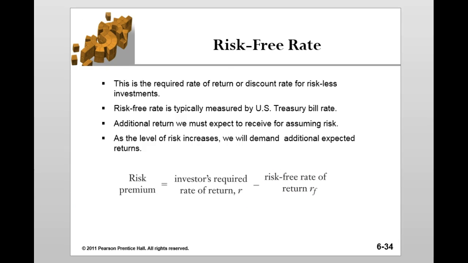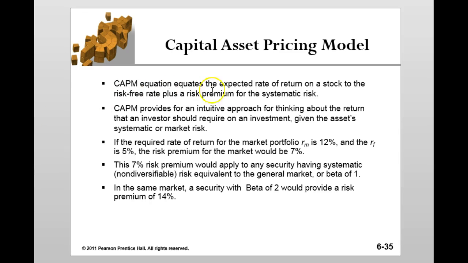Which brings us to this. It's called the capital asset pricing model, but in finance it's called the CAPM model, which helps you figure out what the expected rate of return on a stock should be, so that you can get a feel for, well, is this really a good buy, or should I maybe pass this one up? The CAPM provides an intuitive approach for thinking about the return an investor should require on an investment, given the asset's systematic risk, or market risk.